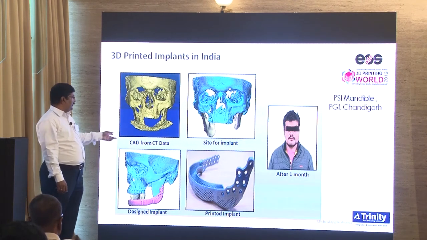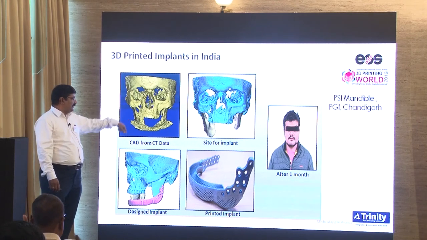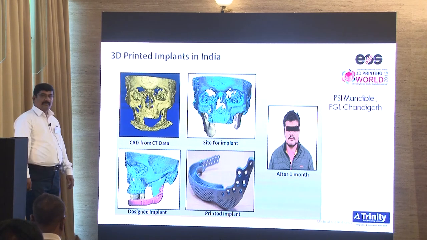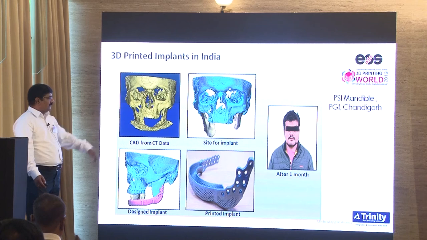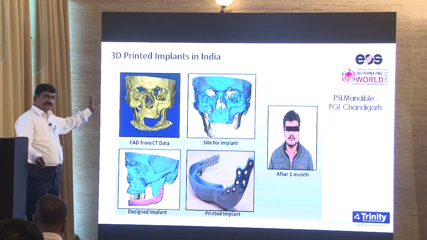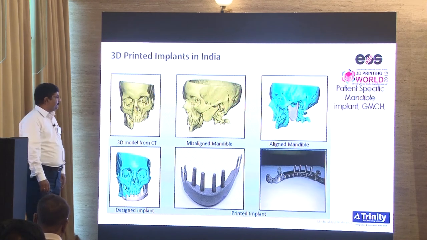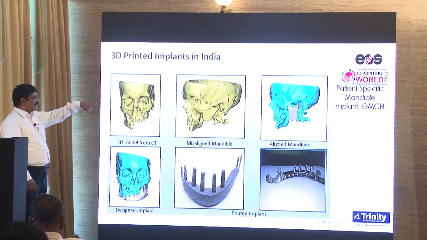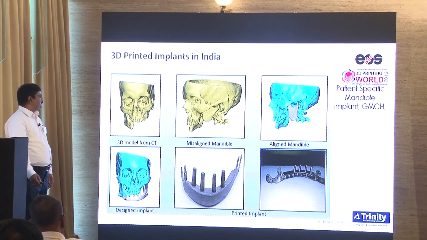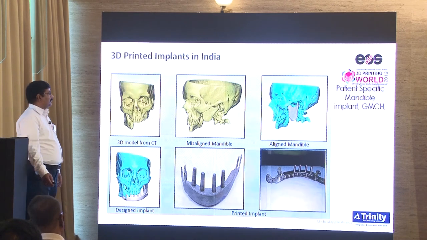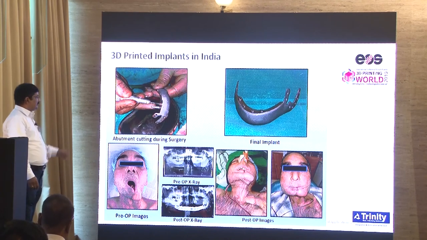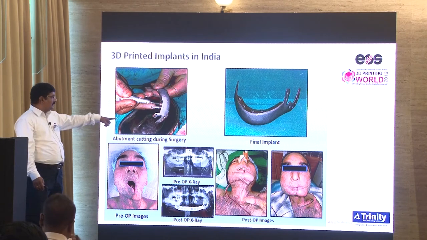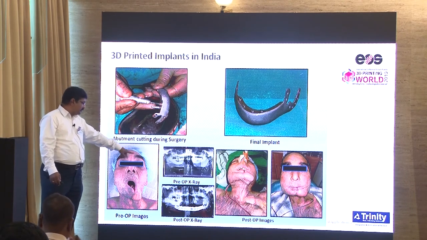Then again, this is a mandible, but the lower jaw was totally gone because of the cancer, so they had to reconstruct the entire lower jaw. This is after a month, and all this is done in India. So it's all the Indian market. Again, this is a lower jaw, and there is also an alignment mandible. And this is again a lower jaw. They had a big tumor, which they removed, and they had an implant, and this is the post-operative.